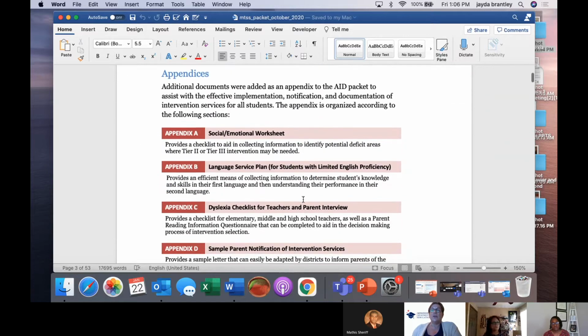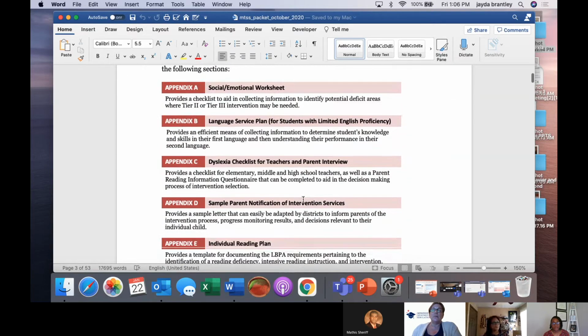All right, so then here you can see what the appendix is actually compiled of. You have the social emotional worksheet. It provides a checklist to aid in collecting information to identify potential deficit areas. So it's a really good piece of information to be completed as part of all of the data that we look at for students.